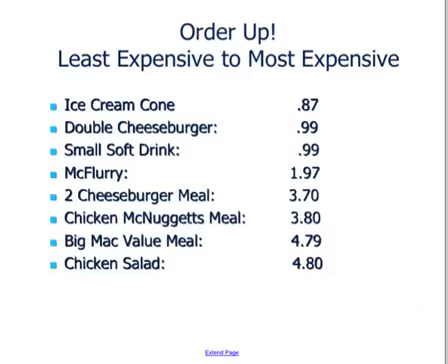Here I have the menu again in order from least to most expensive. You can see that the ice cream cone costs the least and the chicken salad costs the most. When you're looking at them in order from least to most expensive, what do you notice? Do you see that the ice cream cone costs less than 1 whole and the chicken salad costs almost 5 wholes?